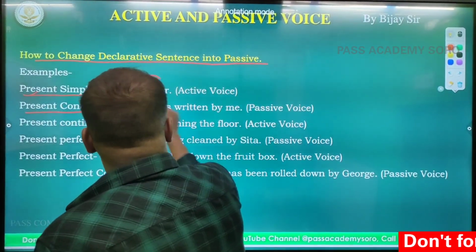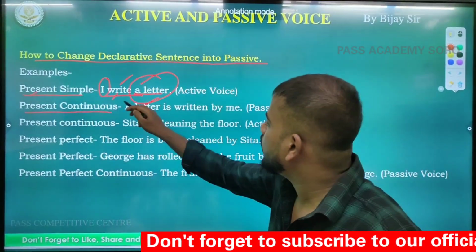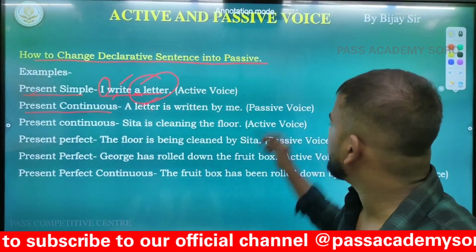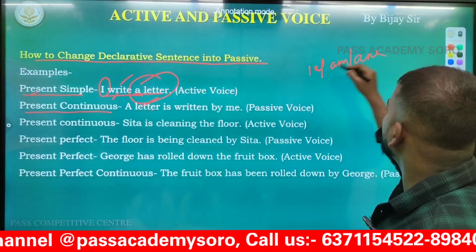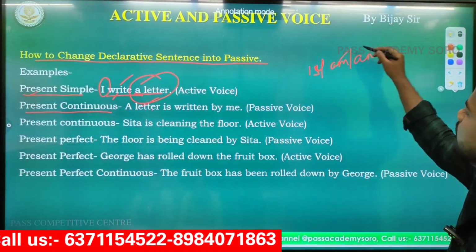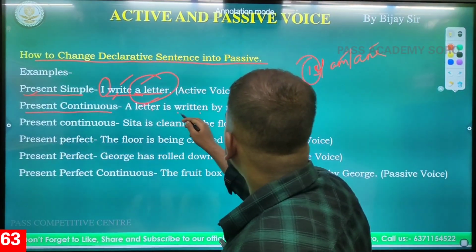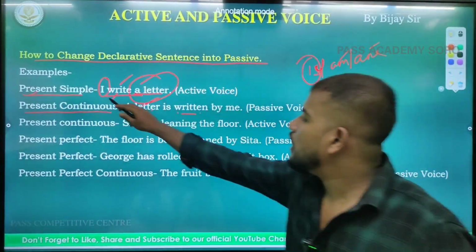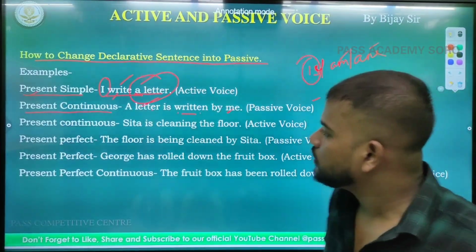So a letter is the object. I make a letter the subject here, and it is in present simple. So we are going to convert into present continuous, right? A letter is singular, right? And we cannot use M or R with it. So we use is. A letter is written. Third form of write: wrote, written. Written by I became me. Now our passive voice is ready here.